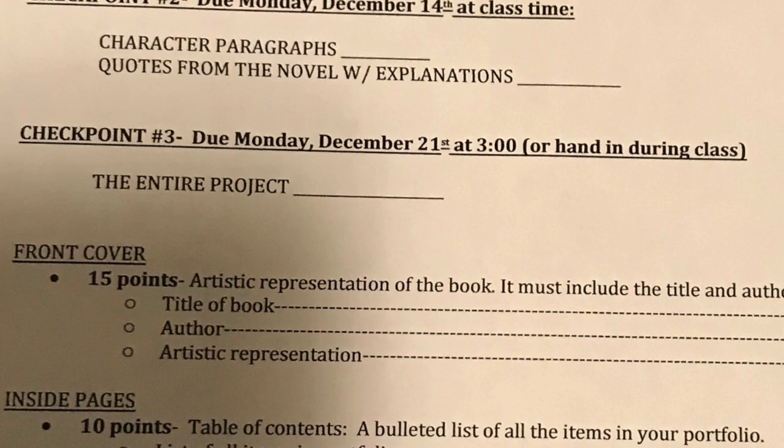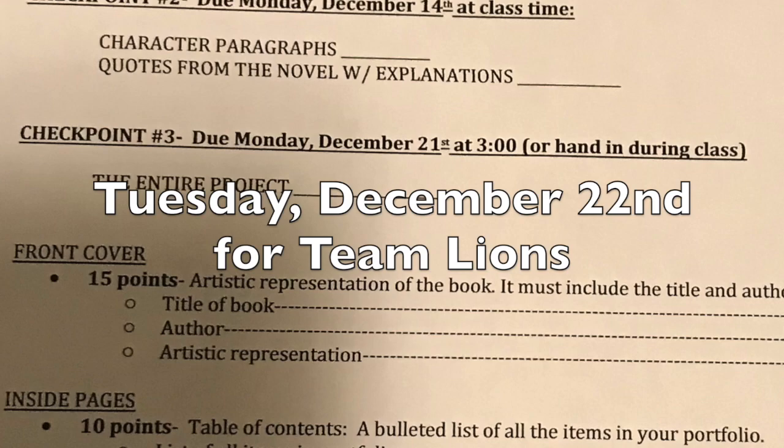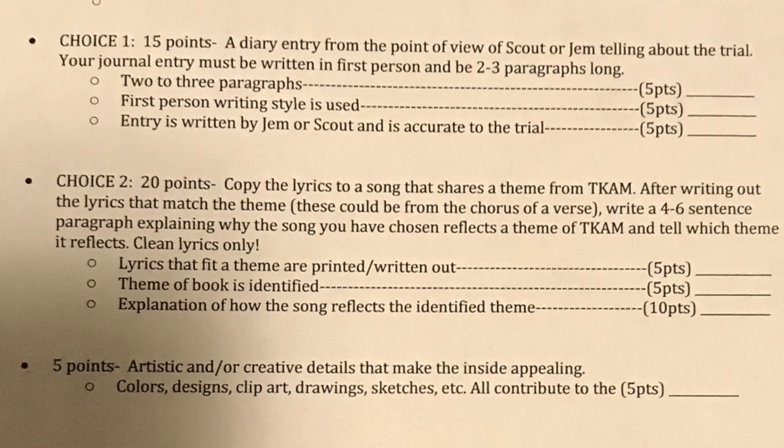The third and final checkpoint of this project is due on Monday, December 21st for Team Wellsville, and Tuesday, December 22nd for Team Lions, and it's the whole project itself, the entire project. Regents students, I'm going to talk to you now about this last part of the project. For Regents students, you have a choice as to which final section of this portfolio you want to do. Choice 1 is worth 15 points, and it's a diary entry from the point of view of Scout or Jem telling about the trial. Your journal entry must be written in first person and be 2 to 3 paragraphs long.